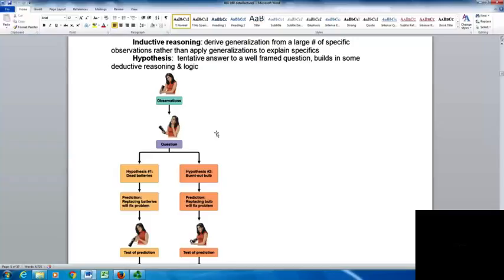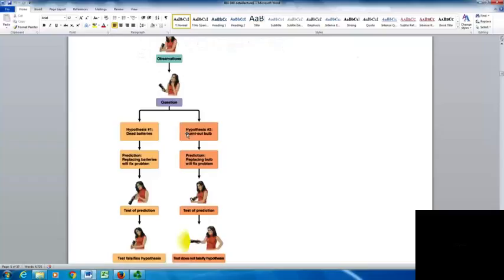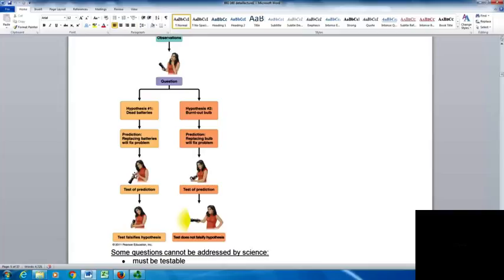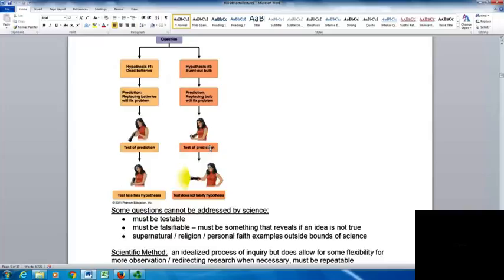So here in this example, you see we've got somebody making observations. She looks and goes, oh, my flashlight's not working. So it leads to the question, does my flashlight have dead batteries or does it have a burnout bulb? So in her first prediction, she says replacing the batteries will fix the problem. She replaces the battery, tests the prediction, and it comes out to be false. She looks and, okay, flashlight's not working. So she goes back and revises her hypothesis here and says, all right, let's change the bulb. Will replacing the bulb fix the problem? She tests the prediction, and the test does not falsify the hypothesis.